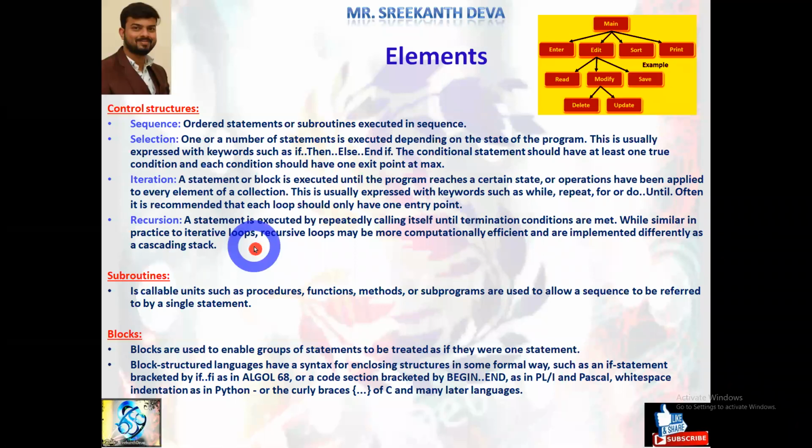Remember, the main intention for using structured programming is to avoid the go-to usage at the programming level, because go-to behaves like what? Unstructured programming. To overcome that, structured programming was implemented. They gave more concepts in the control structures, like the sequence statement, selection statements like if conditions, if else, nested if else, and iterations like looping statements: while loop, repeat loop, do until loop, for loop. Recursion: a statement is executed by repeatedly calling itself until particular termination conditions are met. So this is about control structures.